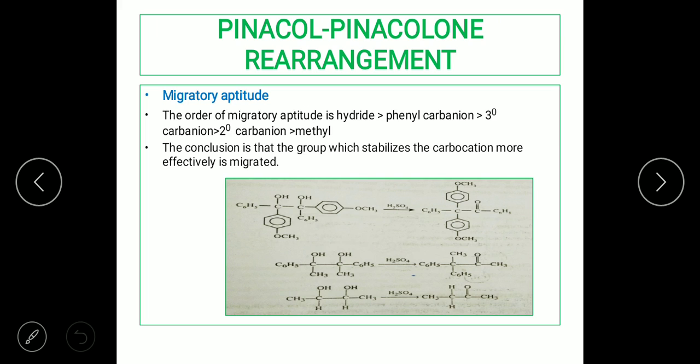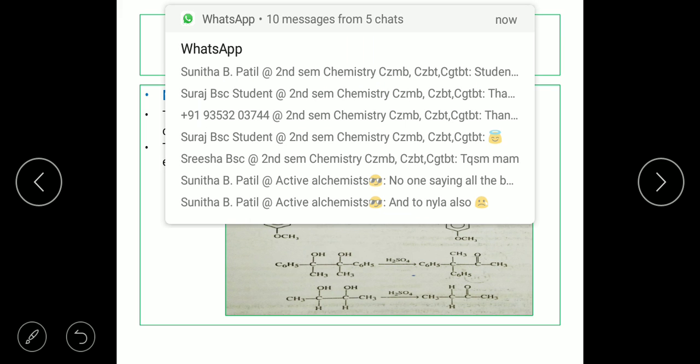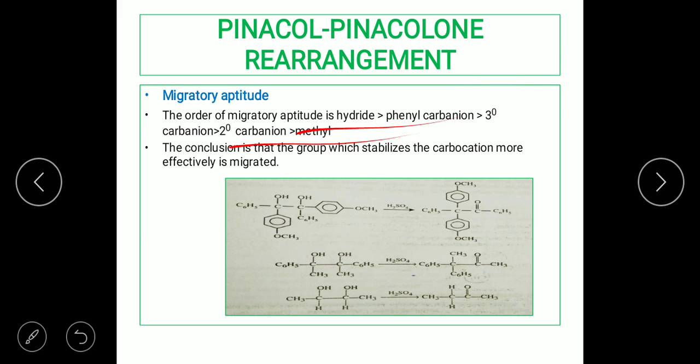However, I also want to tell you that this order is not fixed for all the examples. Sometimes you will also have to look at the migratory group which is present, and also the adjacent carbon atom which is attached to the migratory group. So all these factors also influence the chances of different migratory groups to migrate.